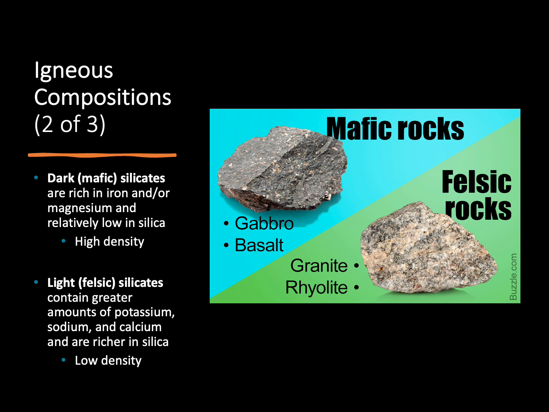But the second major type that we have are our felsic silicates. These are lighter in color, and they're also lighter weight. And they're going to contain our salty elements like potassium, sodium, and calcium. And they also have a lot of silica inside of them. They're a lower density because they don't have those metals and instead have the salty elements.